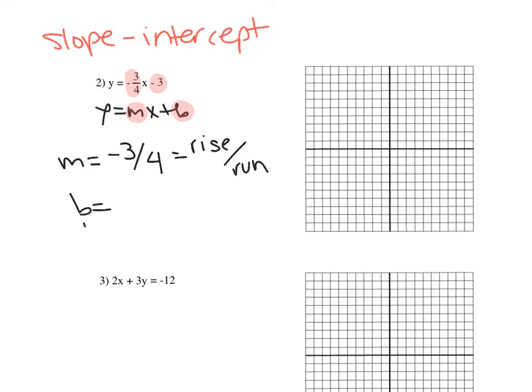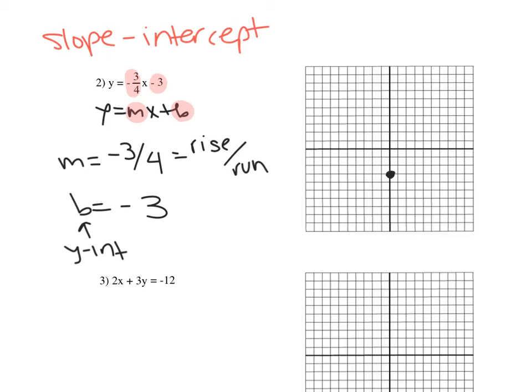And my b value, which is the y-intercept, remember that's along the y-axis. We're going to graph a point along the y-axis that's equal to -3. All right, so let's start to graph this. I'm going to come down to -3 right here on the y-axis. And we're going to rise by 3 and go to the left by 4.